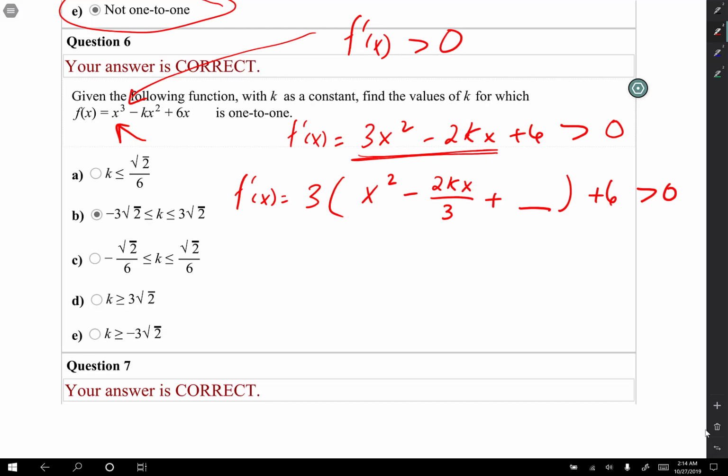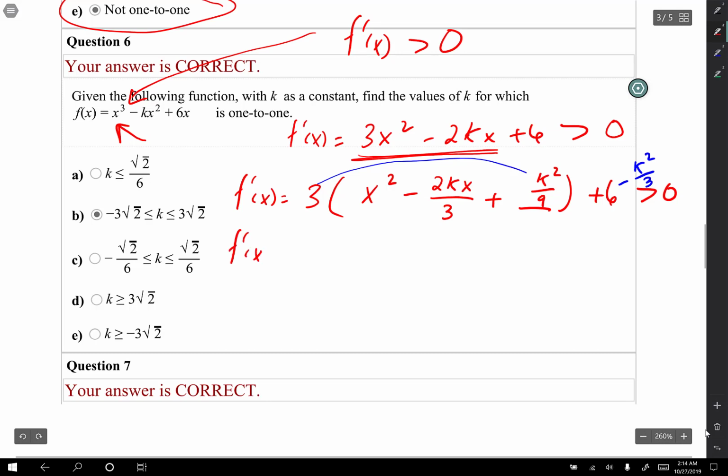So if I'm completing the square, 2/3 k divided by 2 is 1/3 k, and (1/3 k) squared is k squared over 9. And I've got to balance it. If I put k squared over 9, that times the 3 is minus k squared over 3. All I'm doing is completing the square, some Algebra 2 skills. So now all I have is f prime of x equals 3 times (x minus k over 3) squared, plus 6 minus k squared over 3, and that has to be greater than 0.